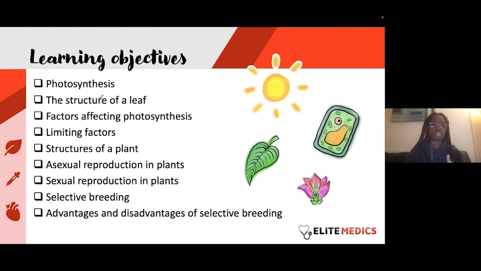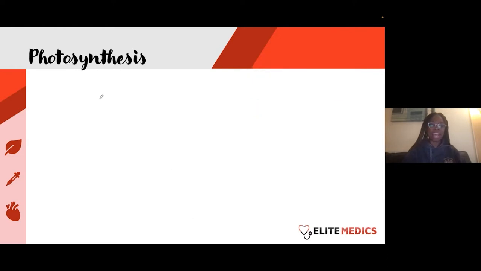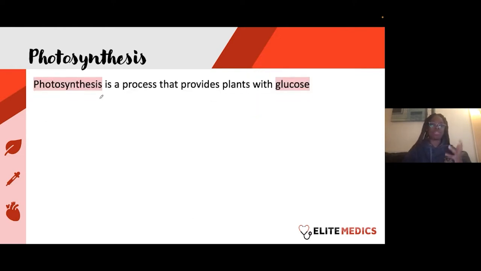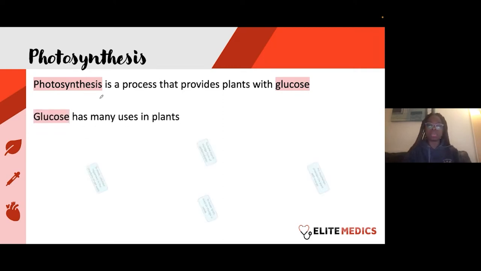So we've looked at photosynthesis, and we've looked a bit at why it's called photosynthesis, because photo is light, and they use light to make nutrients. Hence the word photosynthesis. So we're going to go straight into it. Photosynthesis is a process that provides plants with glucose, and glucose has many uses in plants.